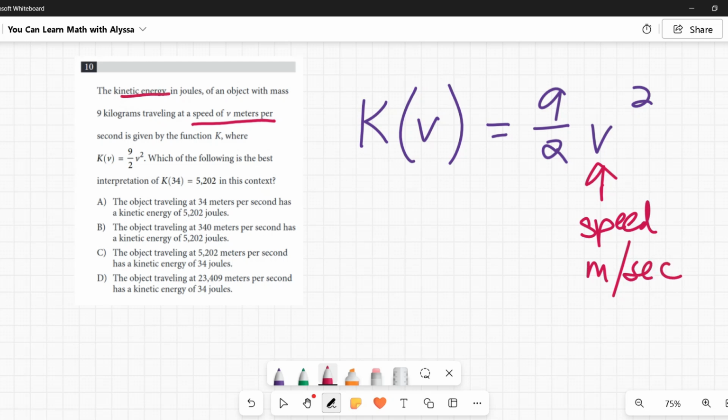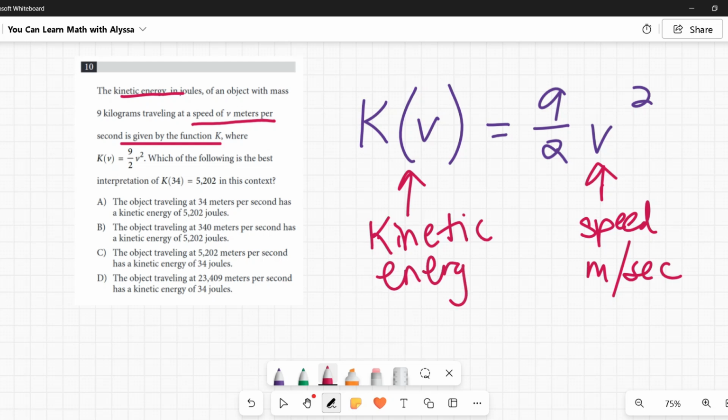And I'm told that the kinetic energy is given by this function. The function is giving me the amount of kinetic energy. So if I do this math over here on the right, I will get the kinetic energy. That means my output is the kinetic energy, because that's all functions are, input and output. The K of v, the f of x, all that is the output, saying, okay, when I put whatever's in the parentheses through this equation, what do I get? In this case, I'm getting the kinetic energy.